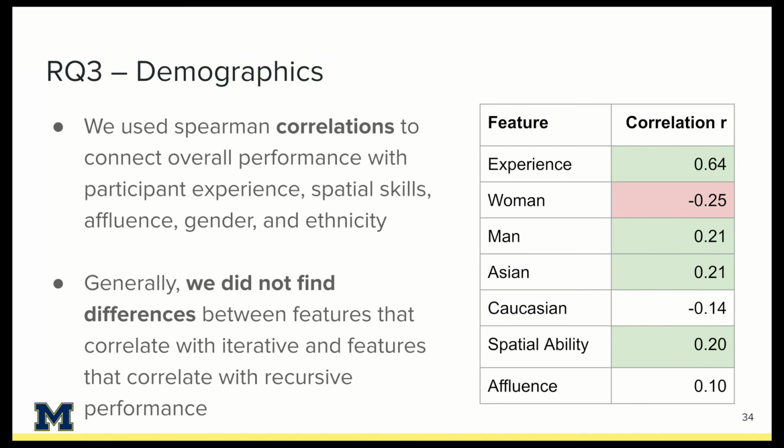These findings align with previous work reporting that women students often enter computing programs with lower spatial ability and/or less computing experience. We note that both of these tend to be factors relating to incoming preparation rather than essential differences. Finally, we note that we did not find any significant differences between features that correlate with iterative performance and features that correlate with recursive performance.